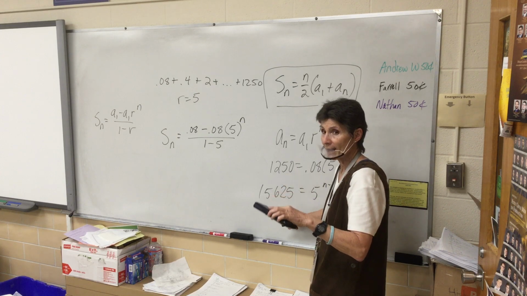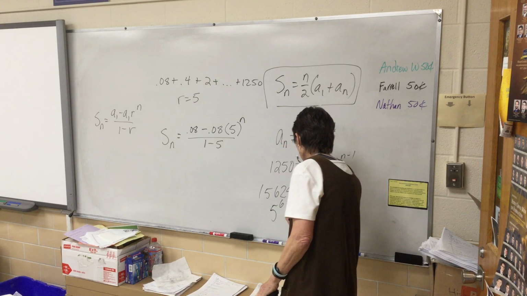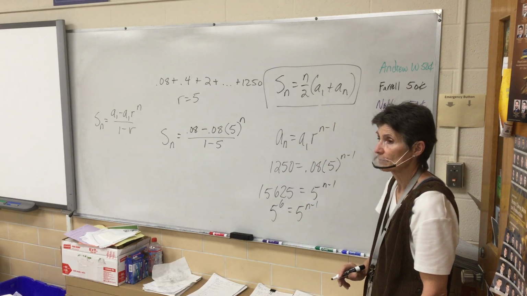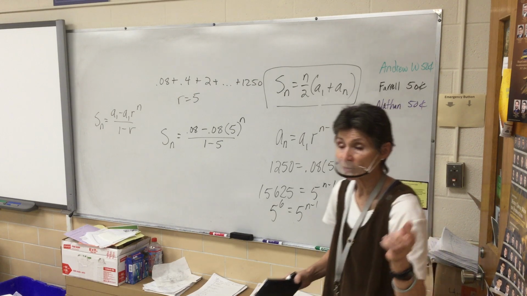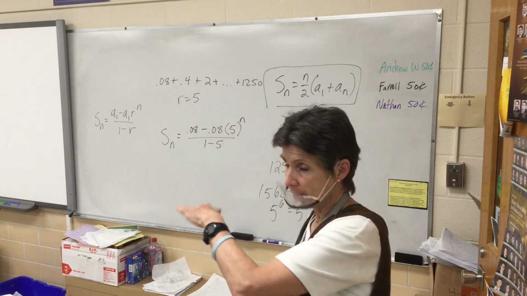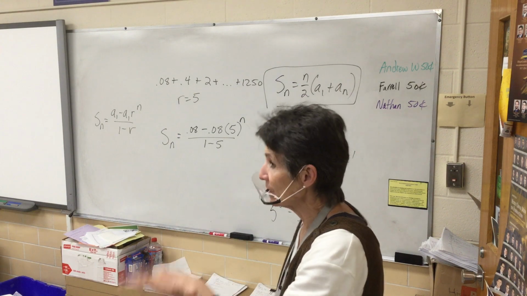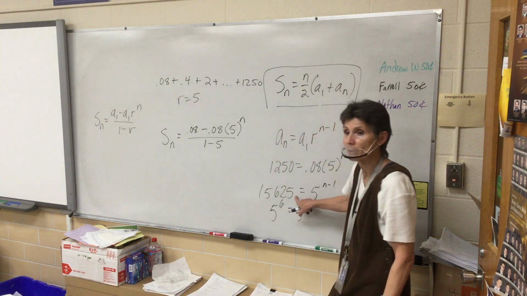So by trial and error, 5 to the 6th equals 5 to the n minus 1st. So we just picked a number. We started with 4, and it wasn't big enough. So then we picked a bigger number, and it was too big. So then we came back down, and we just keep going till we get a power that gives us what we want.